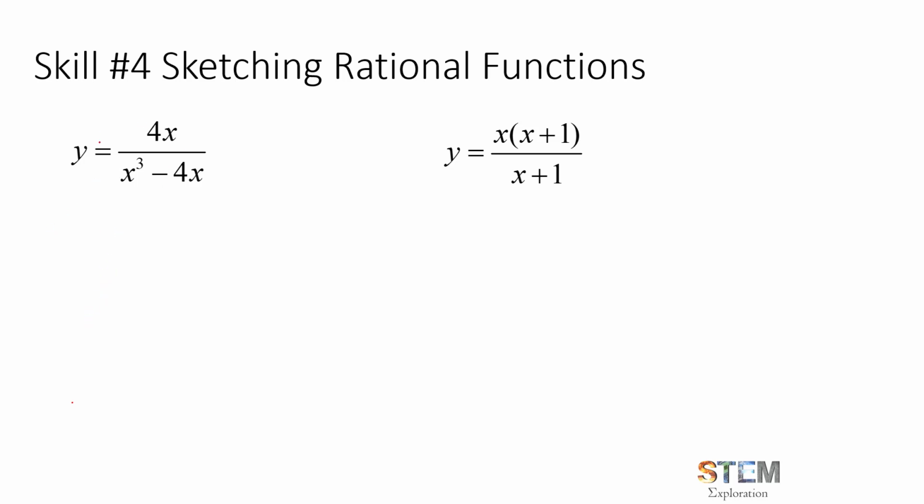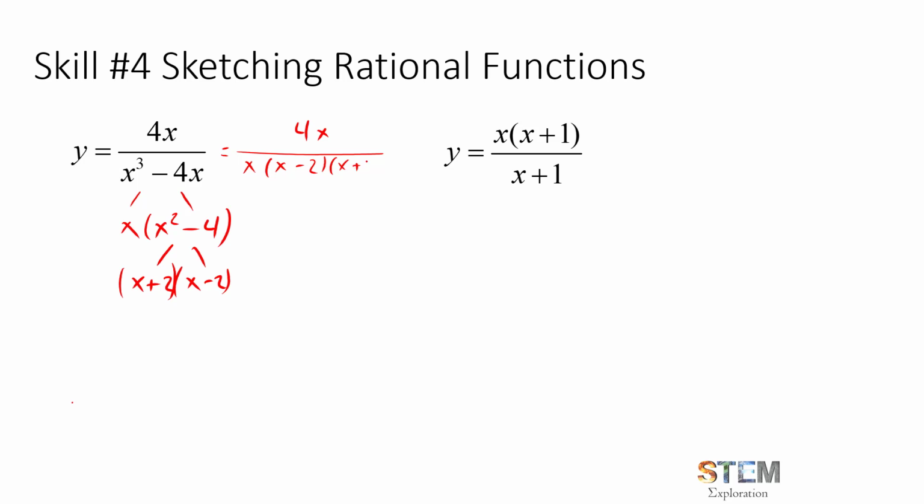Now let's look at some basics of how to write out some of these functions. With this given situation, if we want to sketch this rational function, what we need to do is factor things out as best as we possibly can. We can pull out an x, say x squared minus 4. We still have something to the power, so we need to whittle that down. I notice it's a difference of squares, so we'll have x plus 2 and x minus 2 as our two options. Now we can write this new function as 4x all over x times x minus 2 times x plus 2.